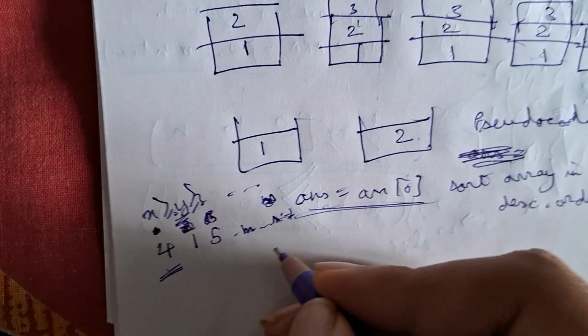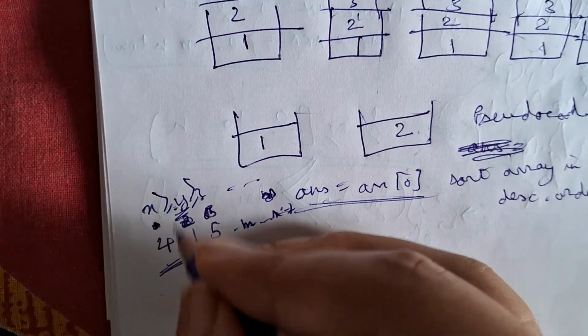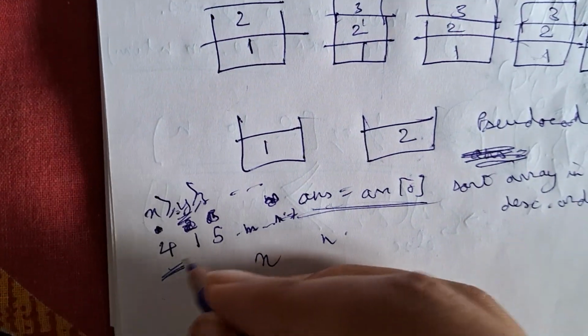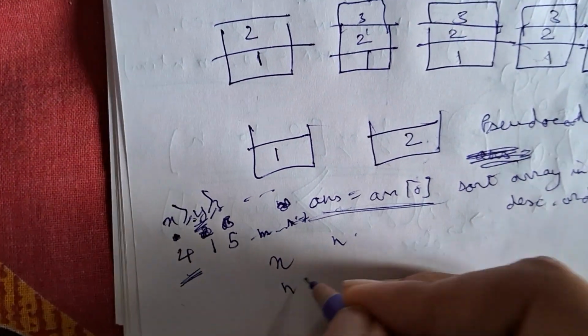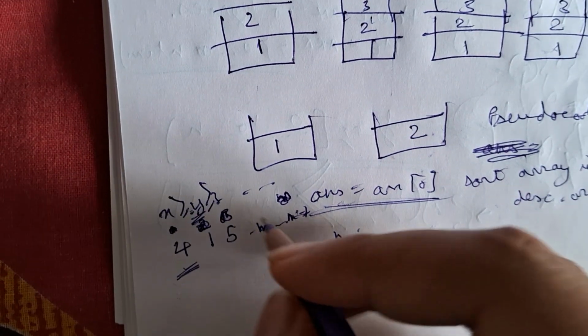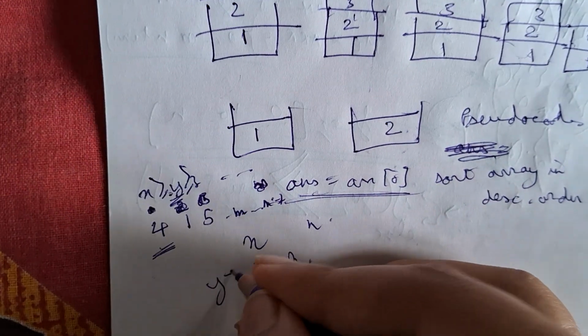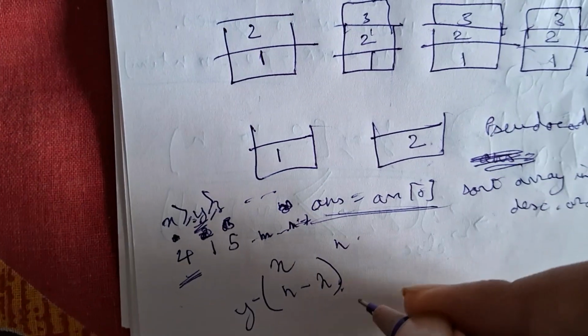Okay, so let's say color 4 was in X boxes and there were N boxes total. So now how many boxes do not contain color 4? It will be N minus X, right? And Y, where do we have to put it? We have to put Y in this N minus X, right?